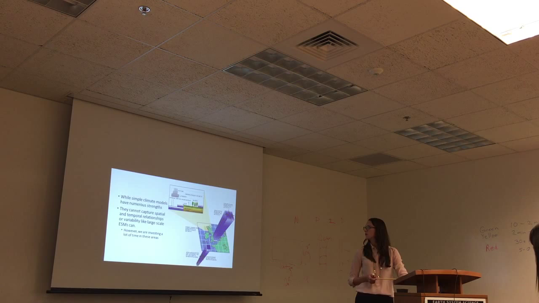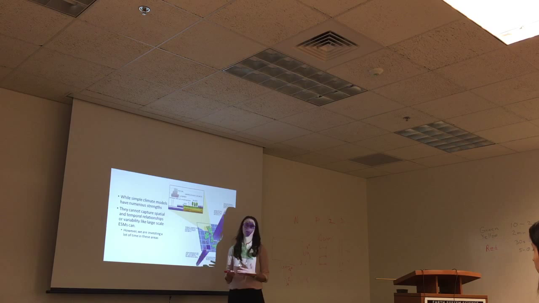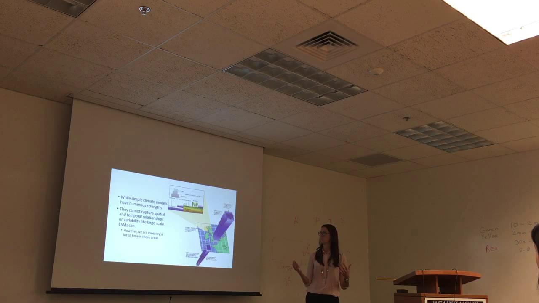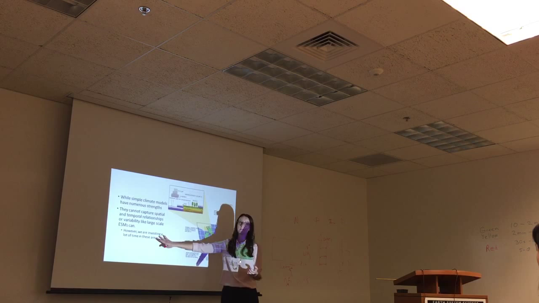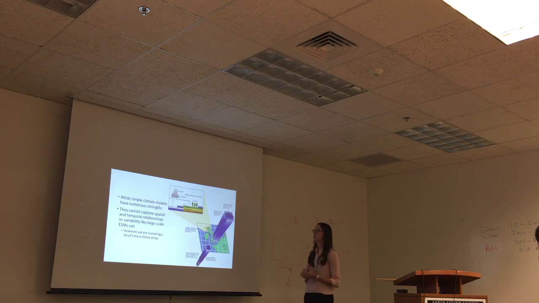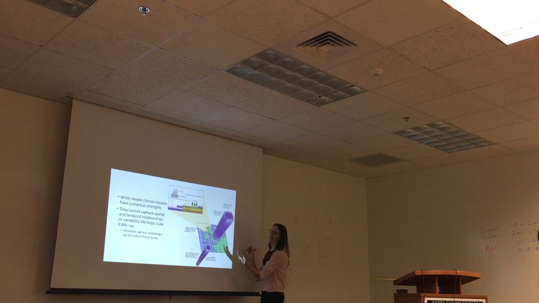While we saw that the simple climate models have numerous strengths and they can do a lot for us, they can't capture spatial relationships. I mean, they can't really look at variability, although this is something that we're really interested in investigating as we move forward, and we're trying to figure out ways to do this. But for the most part, the simple climate models just don't have this complexity. And we can't look at variability, and we can't look at differences between all of these boxes.